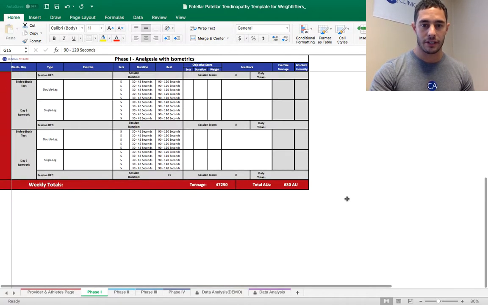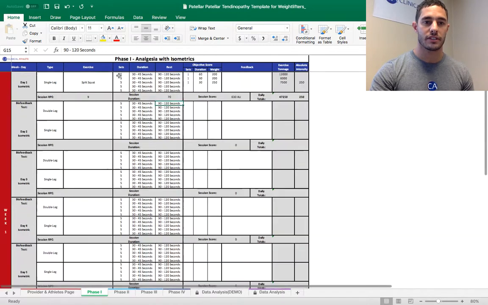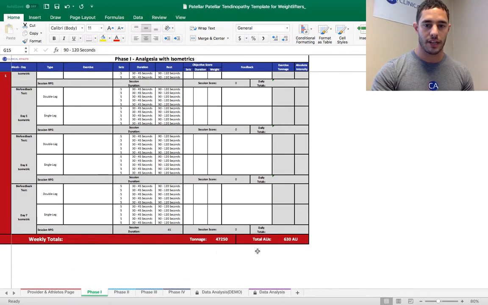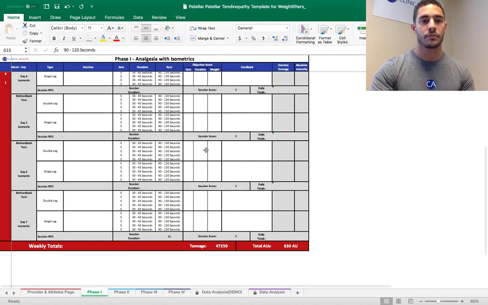And down here, we have the weekly total. So let's say this entire week was populated with values: weekly tonnage totals, and weekly session score totals, or weekly total AU. So it would just take the session score of each day and add them together. And so that's phase one.